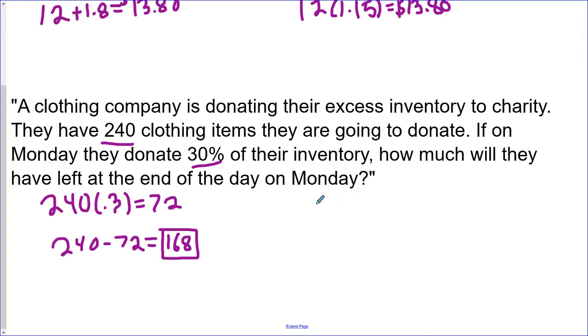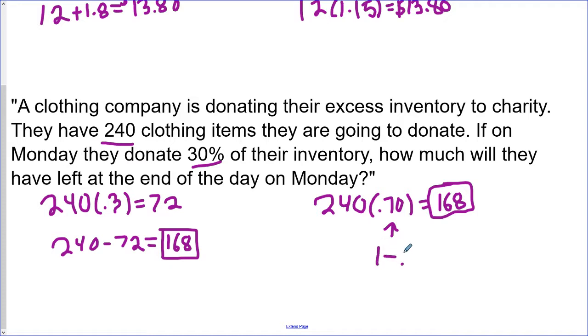Or again, you could do the one-step way, which is 240. I donate 30%. That means I'm going to have 70% left over, so 0.70, because I have 70% of the clothing left after I donate the 30%, and that will also leave me with 168. So again, either method works to get you the exact same answer, and the way we got the 70, again, if you're not sure, is we took 1, which again stands for 100%, minus 0.3, and that's where we get the 70 from, or the 0.70, I should say.